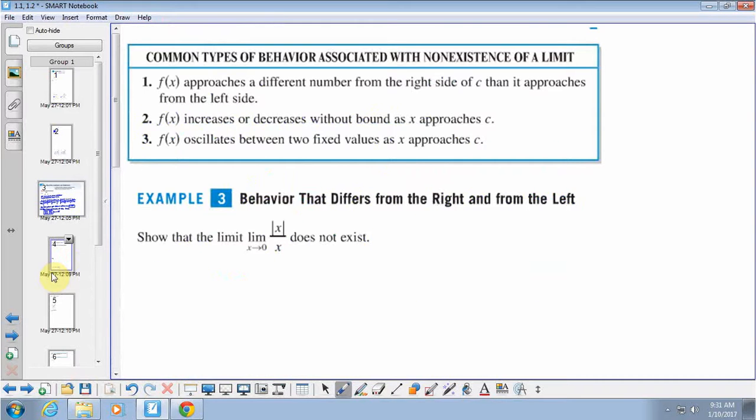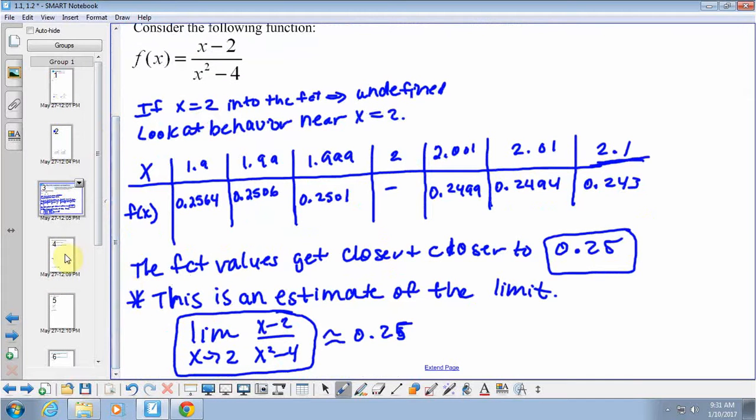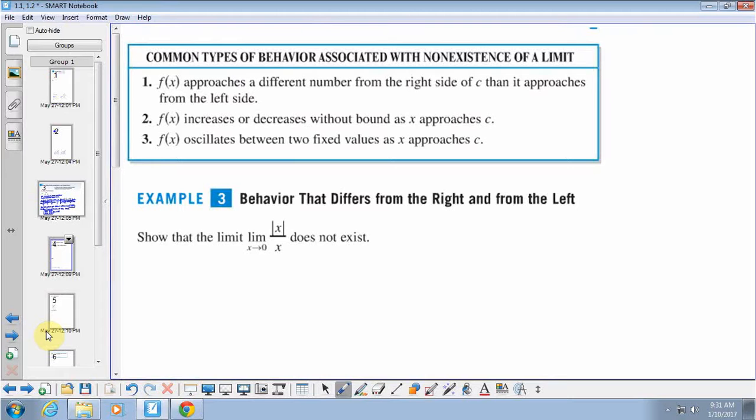So what does this mean? Did I go all the way there? Okay. So what does this mean? So common types of behavior associated with non-existence of a limit. Now we've already said, no, this is Math 125. It should be one of those right there. Okay. All right.